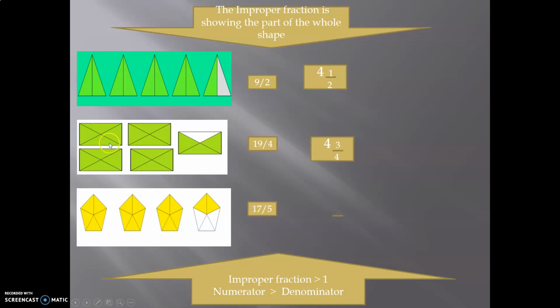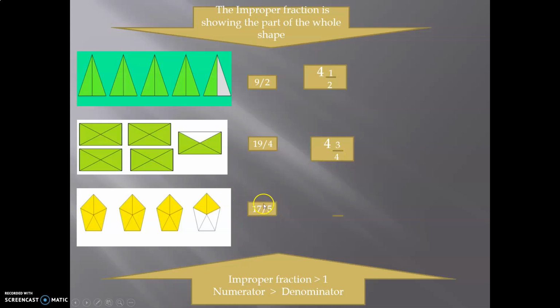Let's go more. Here I finished the whole shape and the whole shape, the whole shape, the whole shape. So I finished 4 whole shapes. But in shape number 5, did you finish it also? No. In shape number 5, I finished only 3 parts out of the 4 parts. So I finished 4 and 3 out of 4. This is called mixed number because I have a whole number and a fraction.